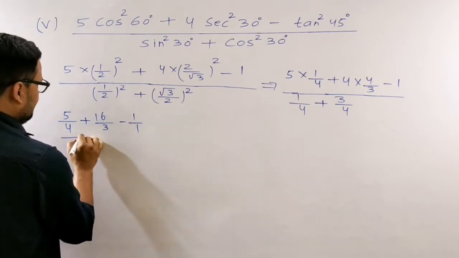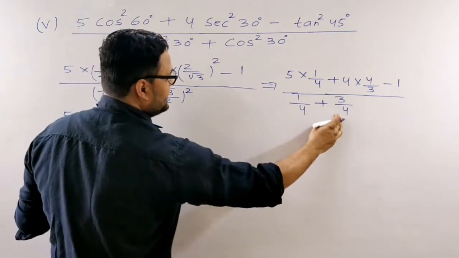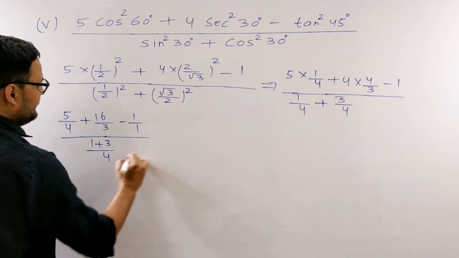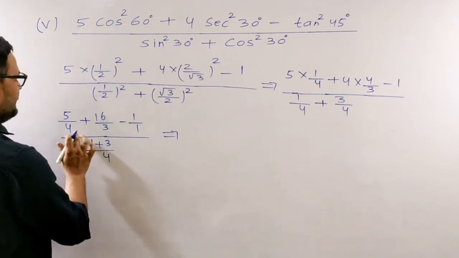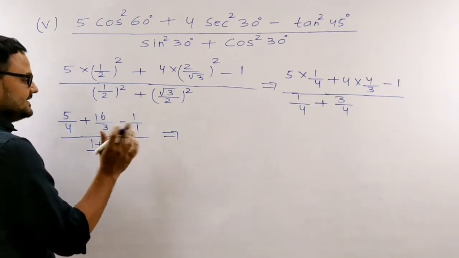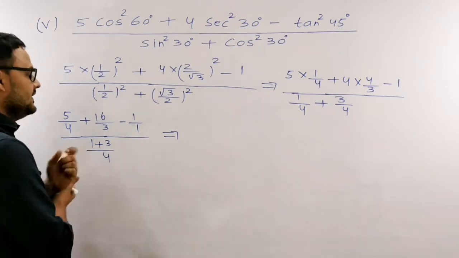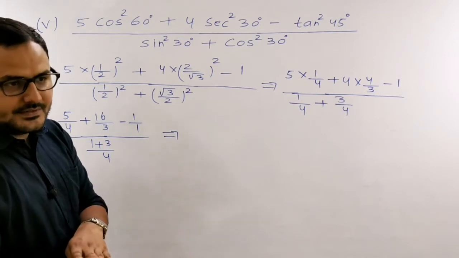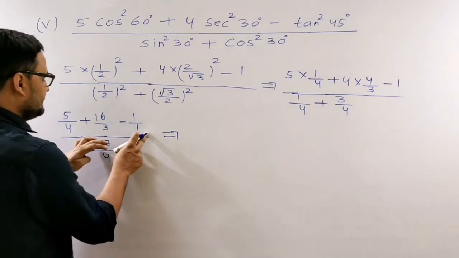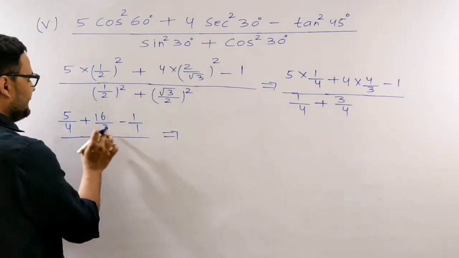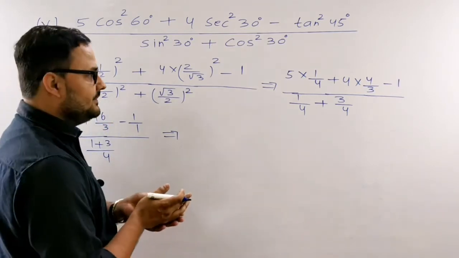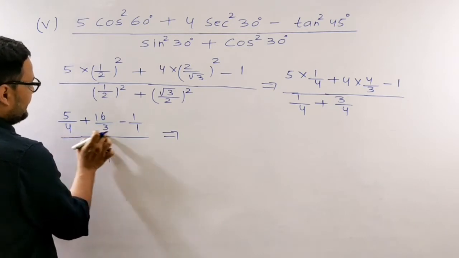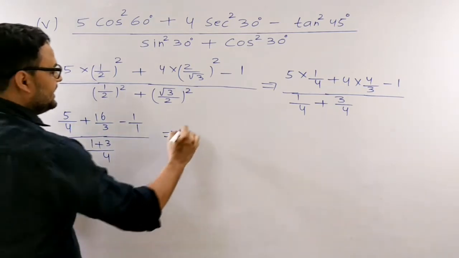And then divide like fractions, so 1 plus 3 by 4. Again 4, 3, 1 means like when we do LCM. The LCM of a number and 1 is the number itself, like 5 and 1, so 5. So 4, 3, 1, don't consider 1. Simply 4, 3, they are co-prime numbers, so LCM is 4 into 3, 12. So this denominator we have to convert to 12.